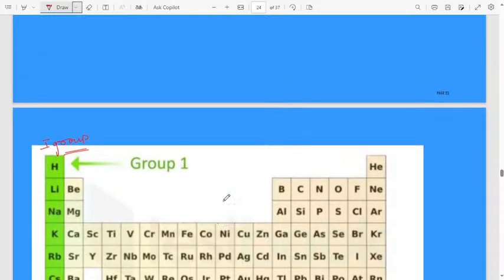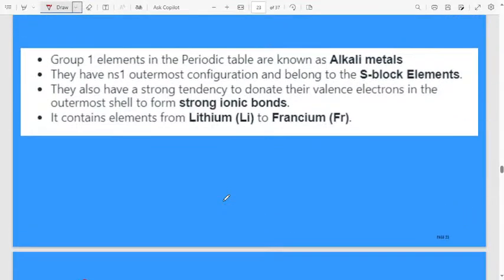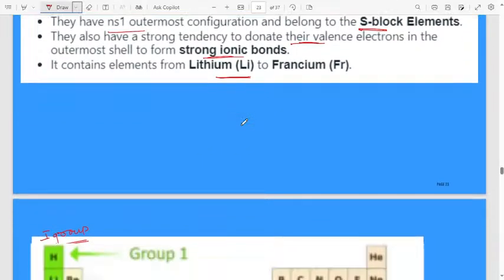Then based on this they will ask more number of questions. First group, first elements in the periodic table are alkali metals. They have ns1 outermost configuration, belong to s block elements, and they also have a strong tendency to donate their valence electron in the outermost shell to form a strong ionic bond. Almost all alkali metals are able to donate an electron, and then they are able to form a strong ionic bond. It contains elements from lithium to francium.